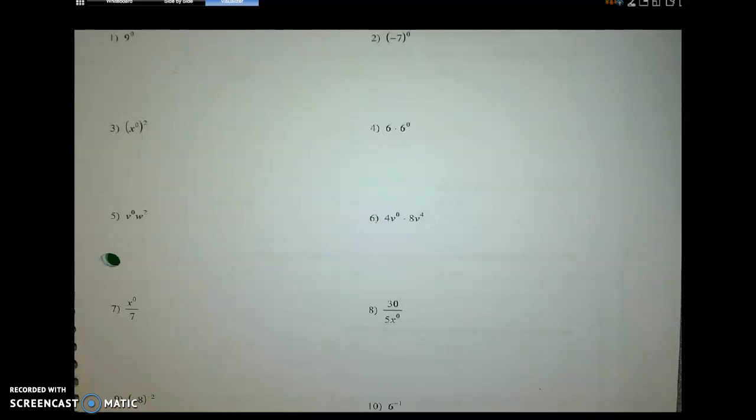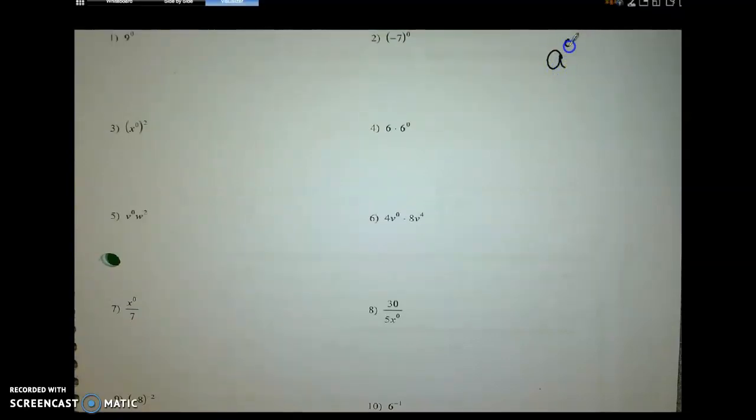Okay guys, we're going to go ahead and look at our homework. Starting on this side, your assignment was to do the odds, so I'm going to go through the evens to give some examples to help you out. Remember that we had two new rules that we learned today.